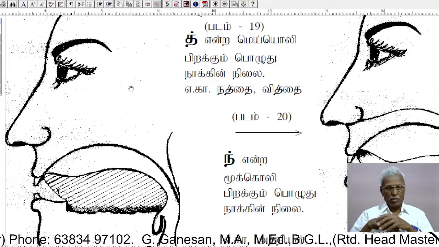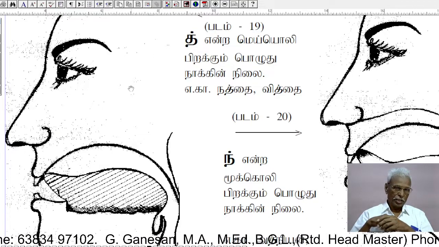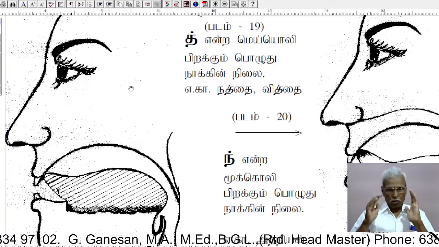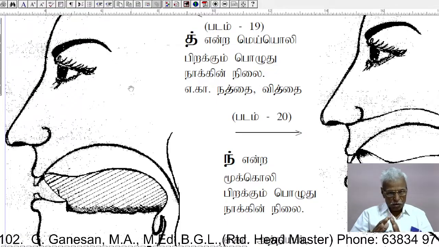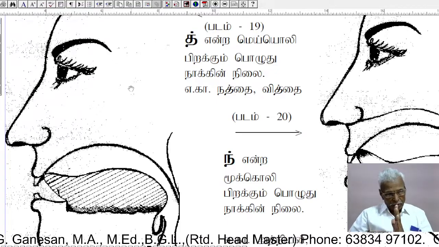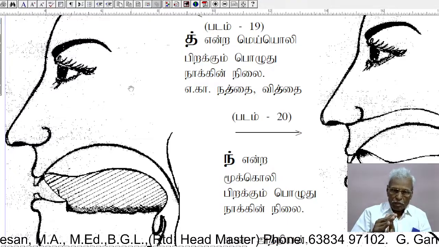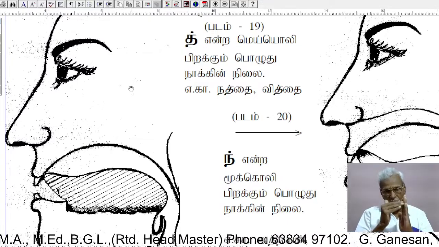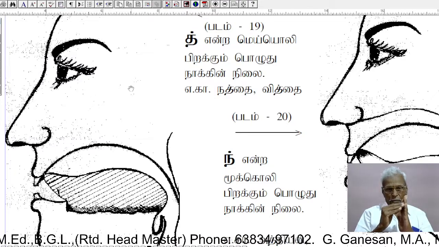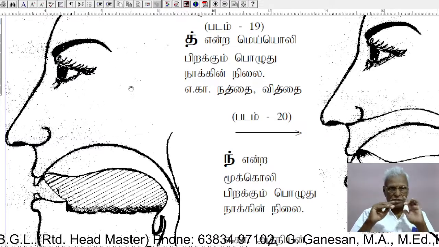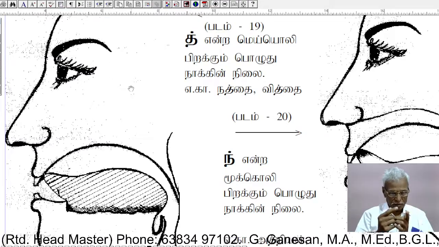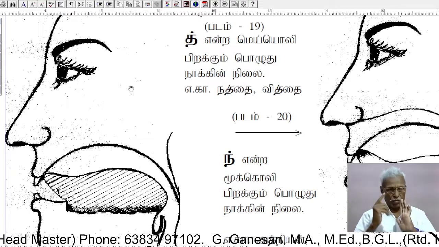The phoneme is produced by raising the tip of the tongue towards the upper teeth ridge, making a tight contact, and sending out the air through the sides of the tongue.